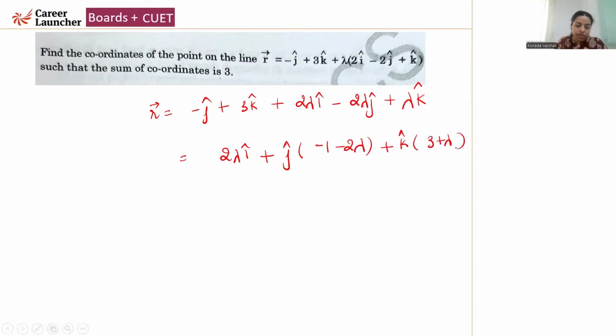तो ये सारे values आपको मिल गए. Sum of the coordinates is equal to 3. So simply you will have to add the coefficient of i cap, j cap and k cap. So what will you get?